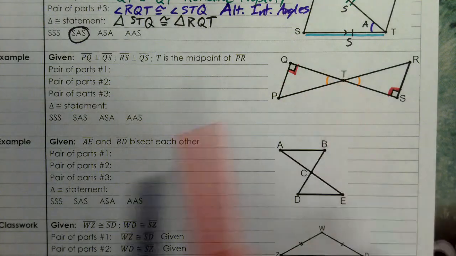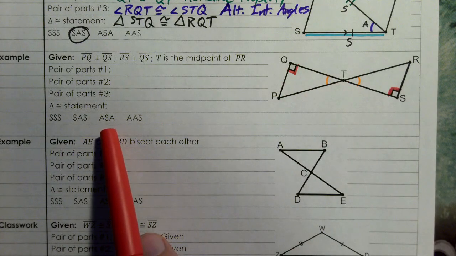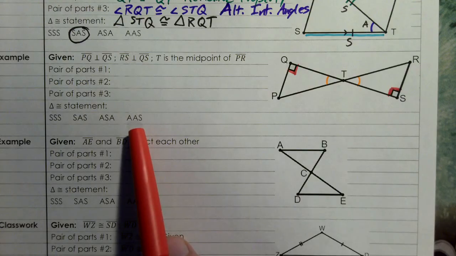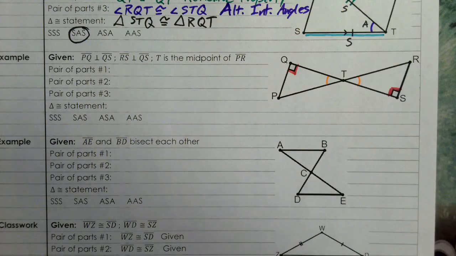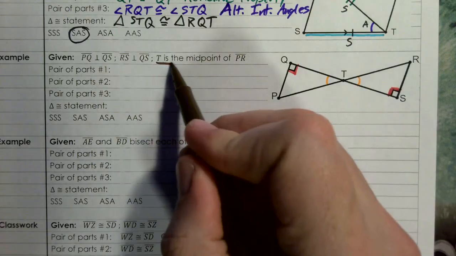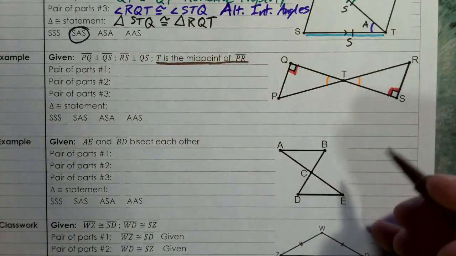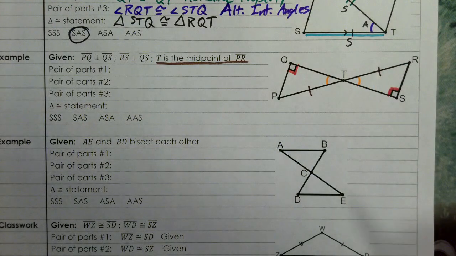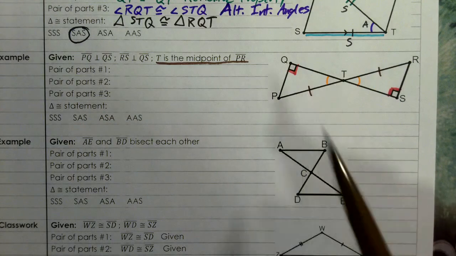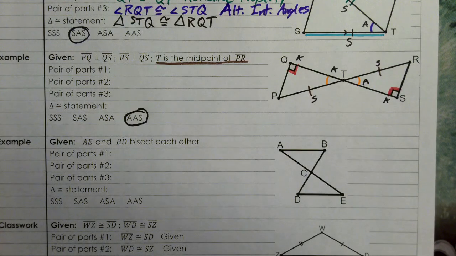So that's two angles. If we could get a side in between them or a side on one end, we'd be able to use one of these two. And that's where this is coming in. T is the midpoint of PR. Since T is the midpoint of PR, that tells us that these two sides have to be congruent. Oh, cool. That's angle, angle, side. So now we just need to list those parts out in our pairs of parts.